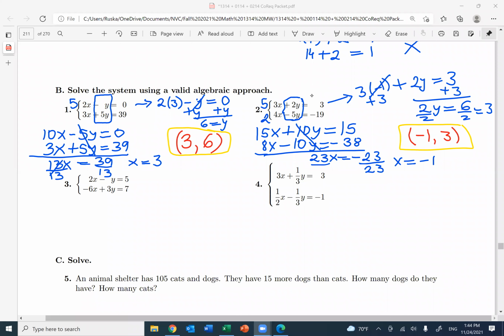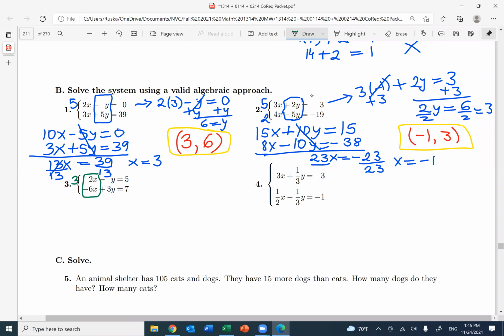So we're going to do number 3. Here, both of those are negative and positive, right? So it doesn't matter which one you cancel. Let's start with x this time. I'm going to look at the x's. Both of those are positive and negative, opposite signs, so we're good. Here we have 2, which is a factor of 6. So I'm going to multiply the first equation by 3, which gives me 6, and the second is negative 6, so they're going to cancel when I do that.